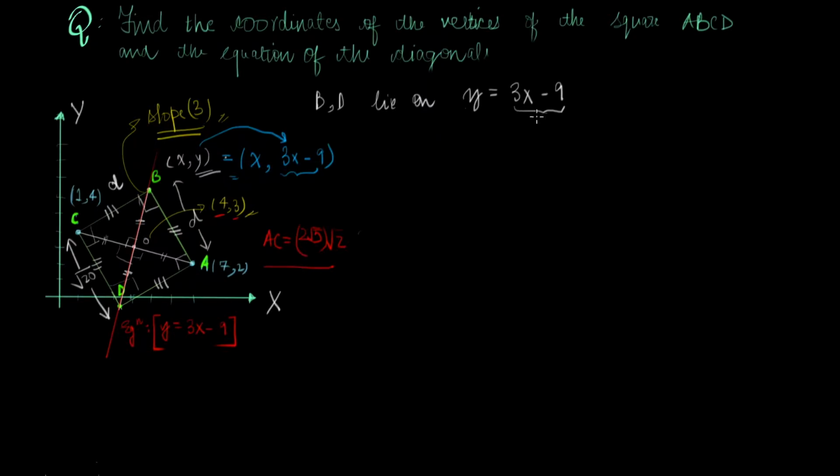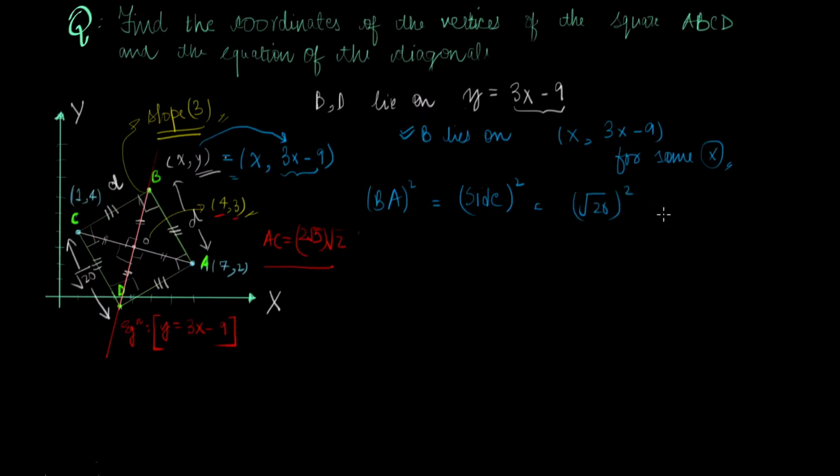Let me assume that we choose that particular x which satisfies the coordinates for B. That means let's assume that B lies on x, 3x minus 9 for some x. At this point, we don't know what x is. x could be anything, but let's assume B has this form. We can make that assumption just by knowing that B, like D, lies on the line y equals 3x minus 9. Now what can we do? We can equate the distance BA square to be the side square. And now that we know the length of the side, this would be root of 20 square, or just 20.